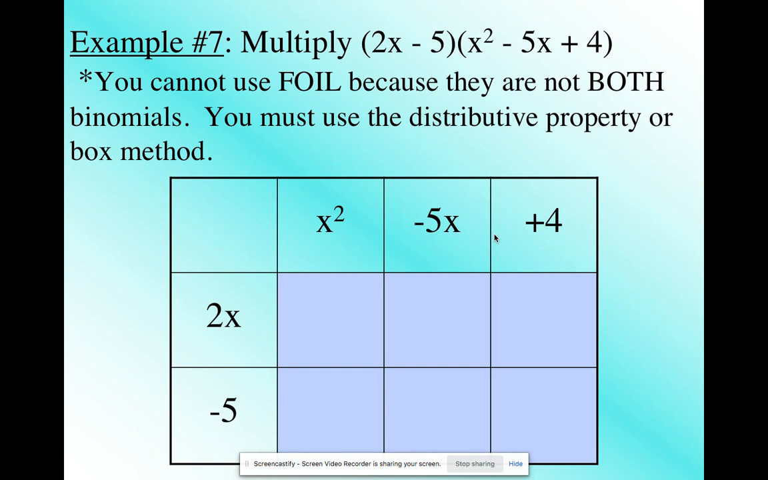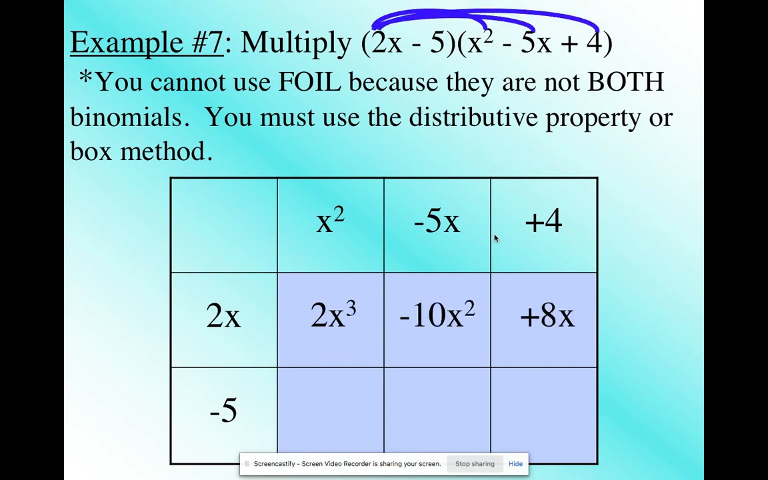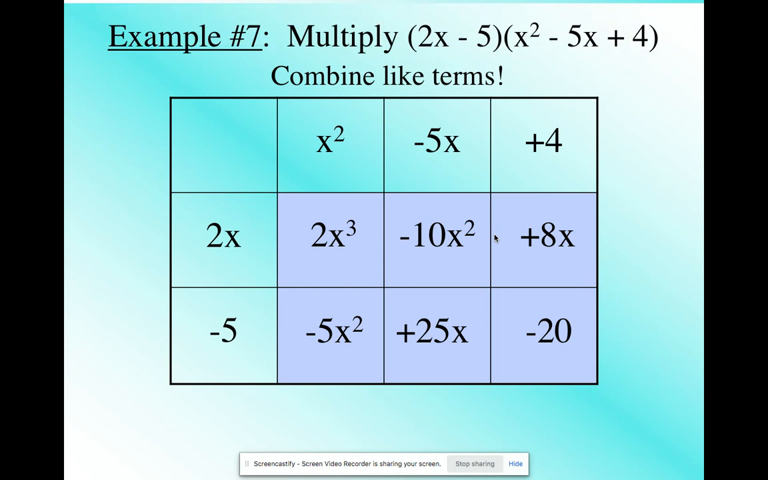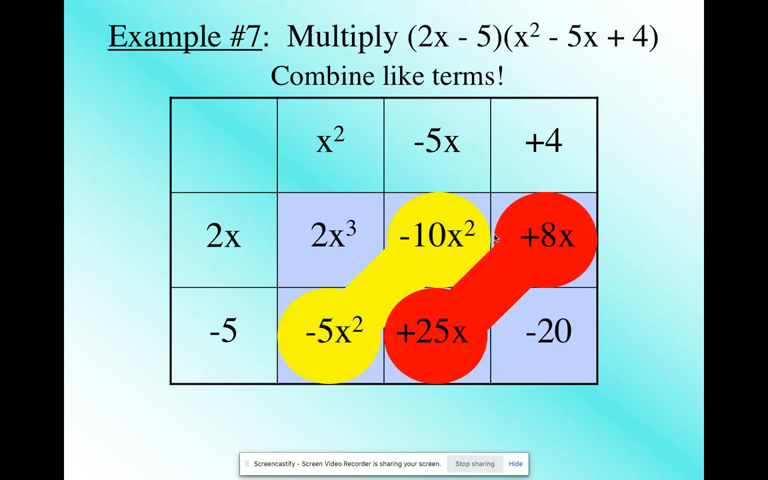The box method looks like this in this scenario, and it's nice because it keeps your work organized and easier for you. You just multiply all those pieces: x squared times negative 5, negative 5x times negative 5, and 4 times negative 5. Then all you have to do after that is combine or group those like terms. You've got like terms there, and like terms there.